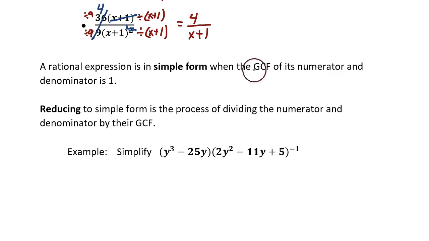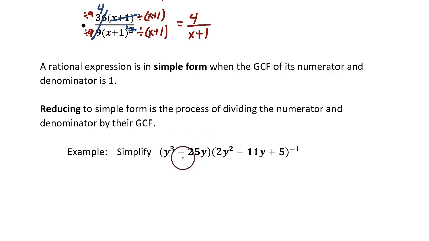A rational expression is in simple form, or simplest form, when the GCF of its numerator and denominator is 1. Transforming into simple form is called reducing the fraction. You do that by dividing the numerator and denominator by their GCF.